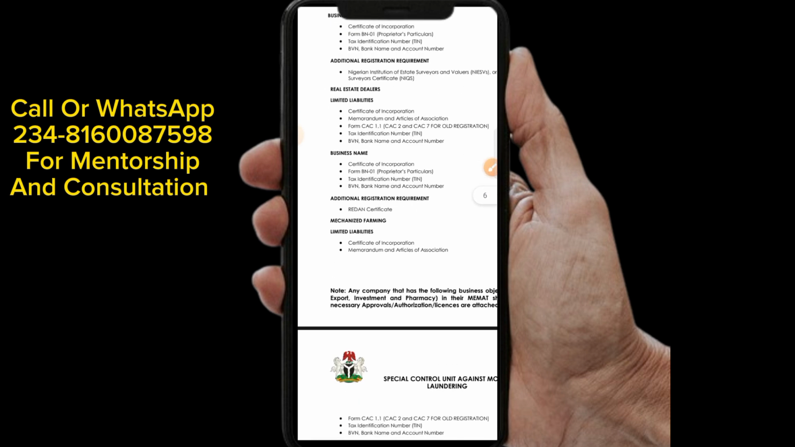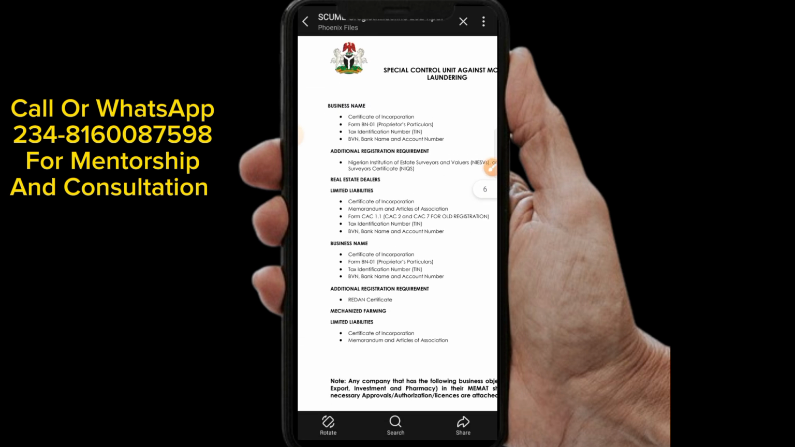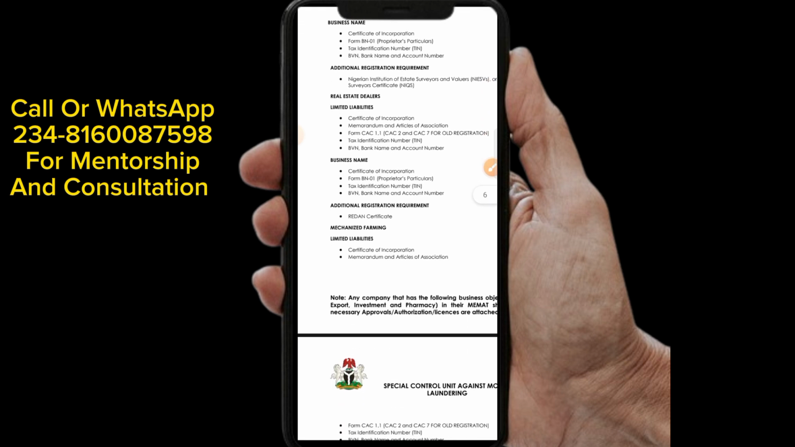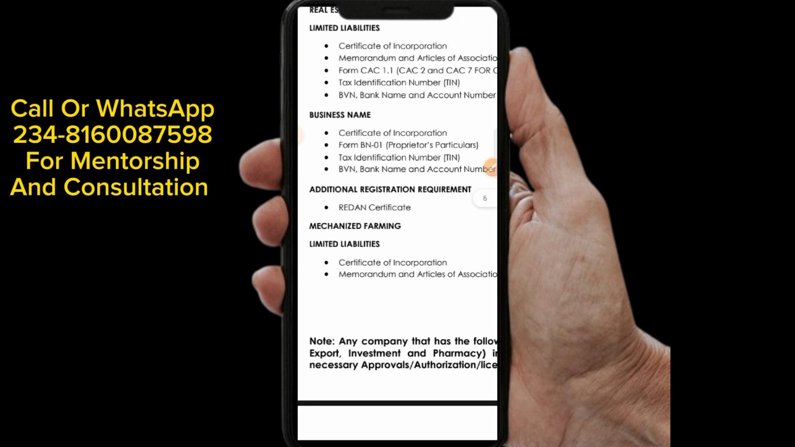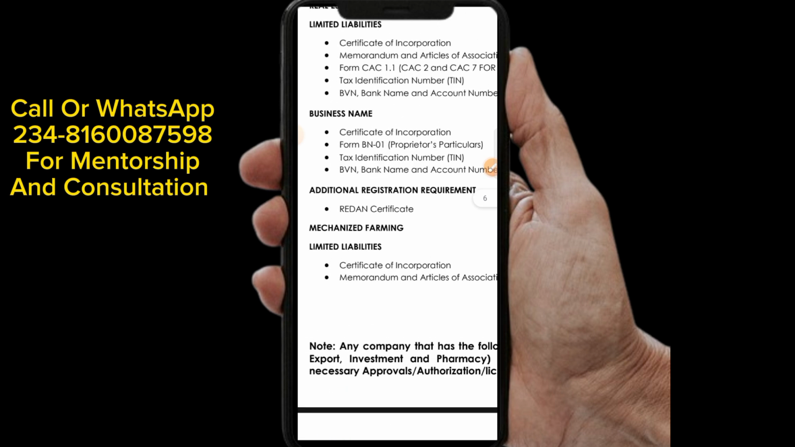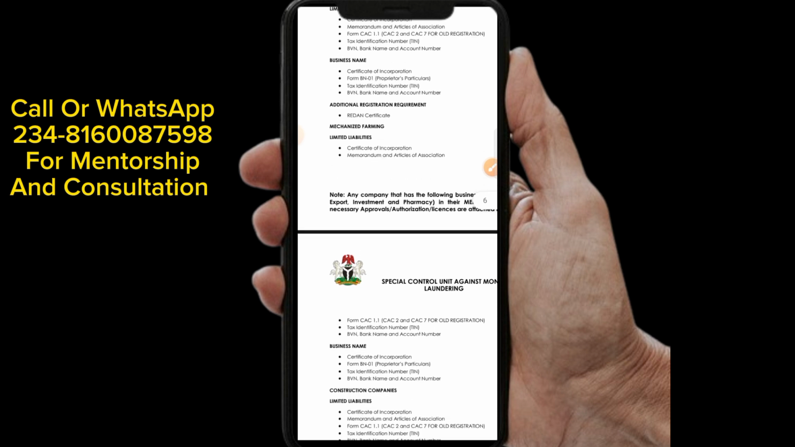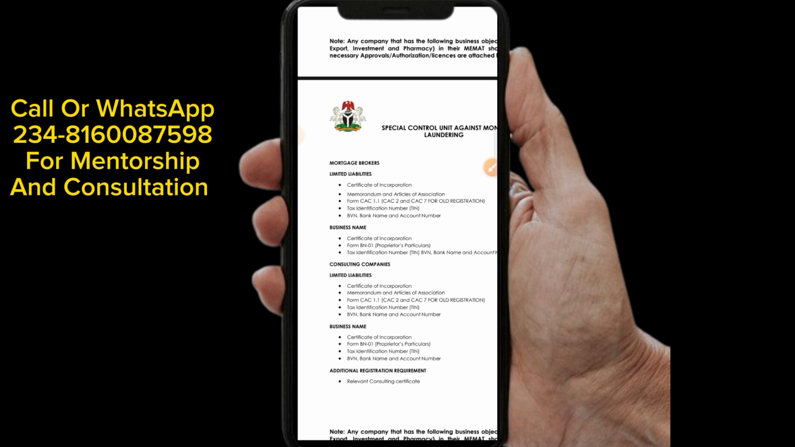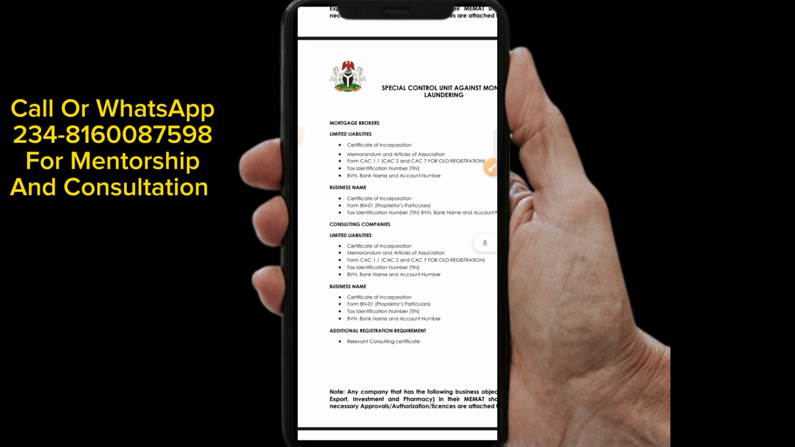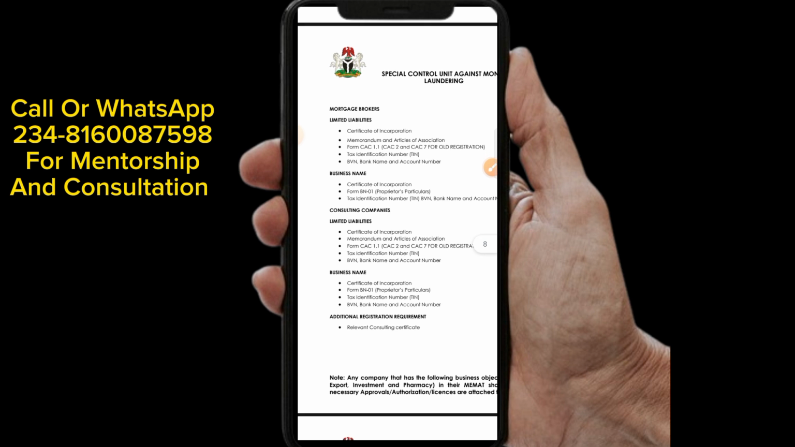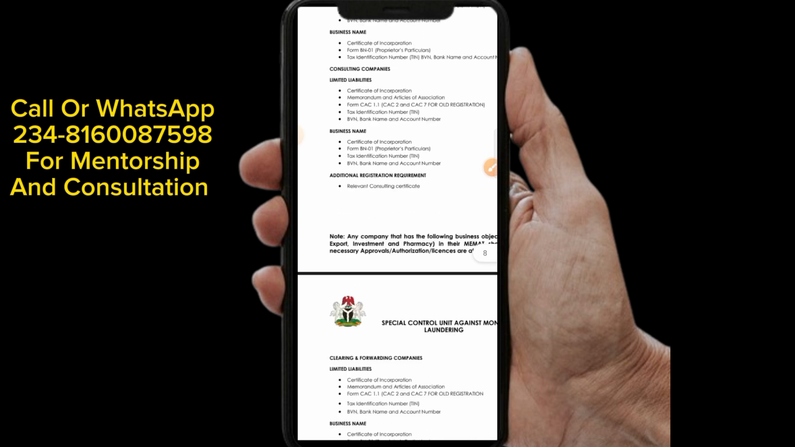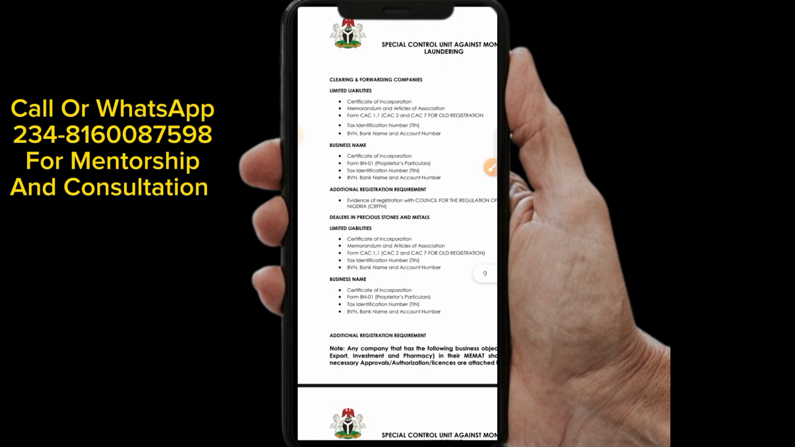So another page for this is if you are registering for real estate dealers, right? Then if you are also into mechanized farming, you just want to go to the category that your business falls in. We have different categories. If I continue scrolling down here, you will see a lot of categories. So you just want to look for the one that suits your business, right? So you want to scroll down.